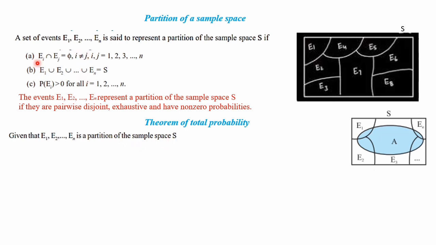There is Ei intersection Ej. When you consider two events E1 and E2, there is no common element. And when you consider E1, E2, etc., En, we will get the sample space S. And next, individual probabilities greater than 0. So we can say E1, E2, etc., En is a partition of sample space S. So we can write S is equal to E1 union E2 union, etc., union En, because these are the partition of sample space, means this condition is satisfied.